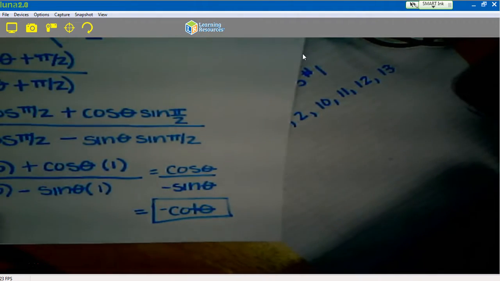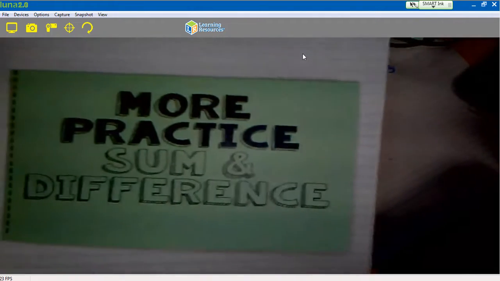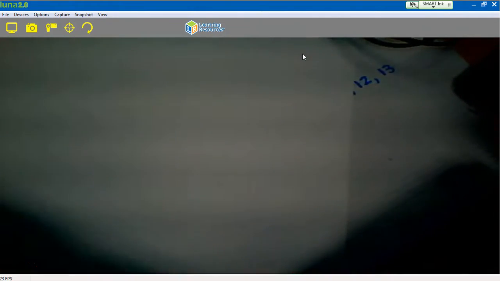Okay, so that takes care of the salmon. What I'd like for you to do next is take out the green, or somebody needs to pass out the green one. It's the more practiced sum and difference. Looks like that. And let's take a look at the inside.